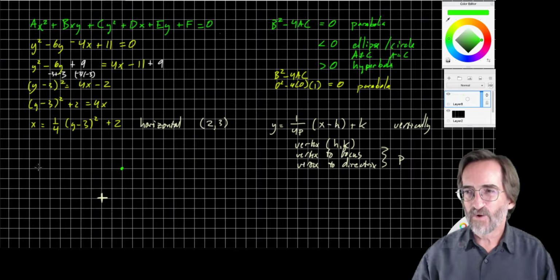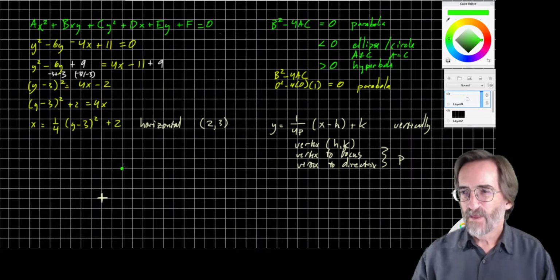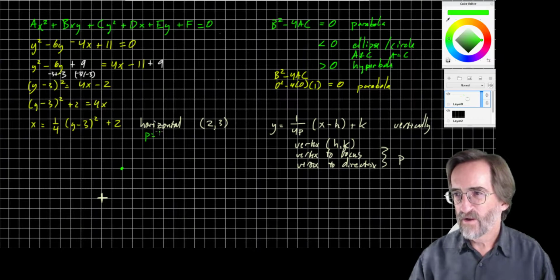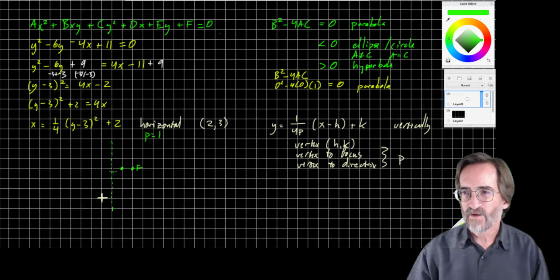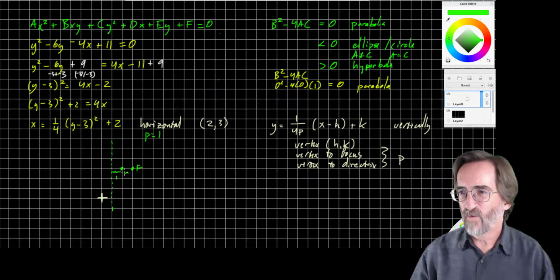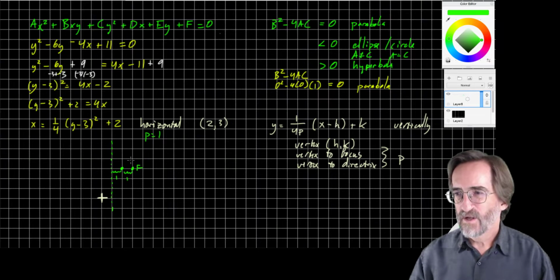The focus: this one is positive, so it opens to the right. If it were negative, it would open to the left. The focus is 4p, so in this case, p is 1. So we're going to go 1 to the left, that's the directrix, and 1 to the right, that's the focus. And the parabola is going to look like this.